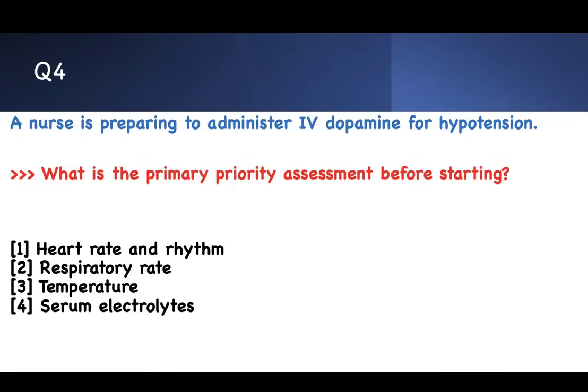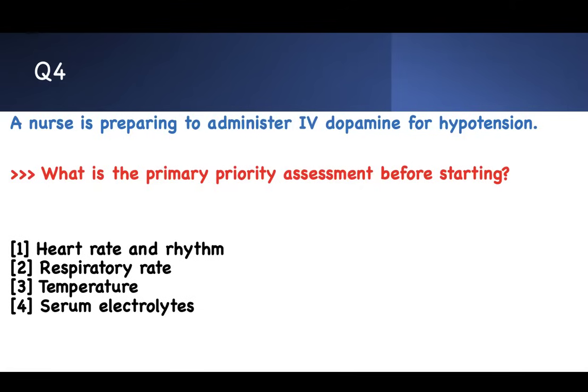Next question. What is the primary priority assessment before starting? That means you've got to pay attention to something before you do something. About what? And then she's preparing to give what? IV dopamine. Patient has what? Hypotension. Therefore, I'm going to give the patient IV dopamine because they have hypotension. Why do I give them dopamine? To increase their blood pressure.